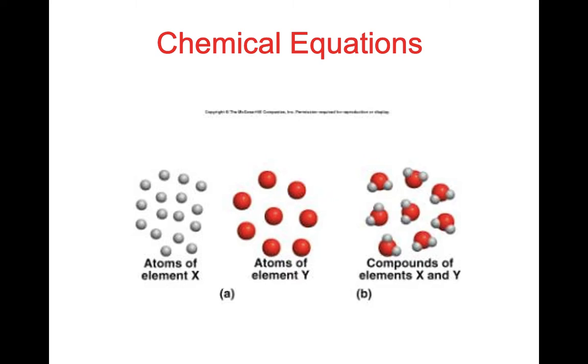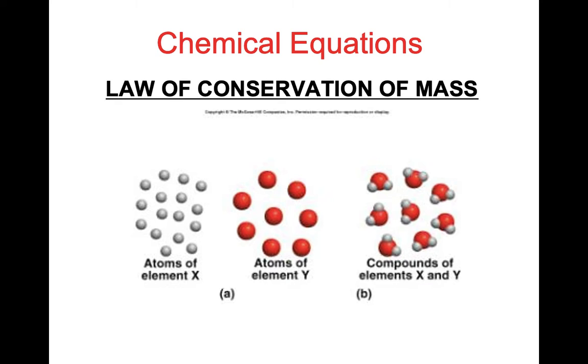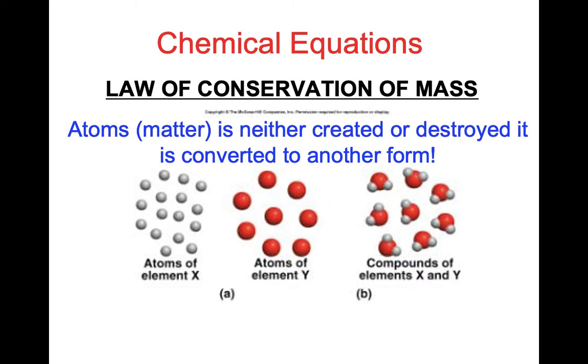So in this picture, you'll notice that we're starting off with a certain number of element X, which is the white one, and a certain number of element Y, which is the red one. In our product, we will have the exact same numbers of atoms that we started with. Remember, that's called the law of conservation of mass. The atoms that you start with are the same number of atoms that you end with. Matter cannot be created or destroyed. It's simply converted to another form.